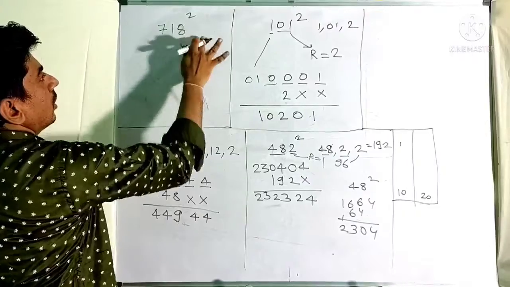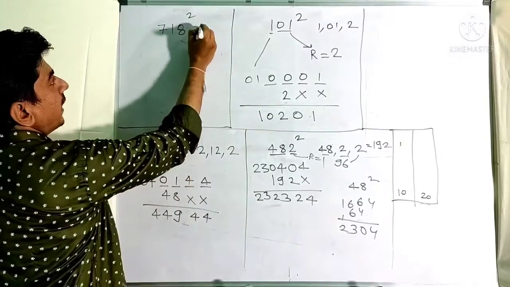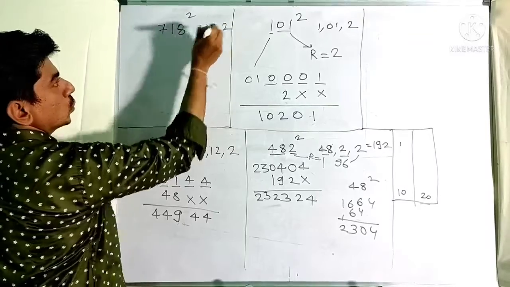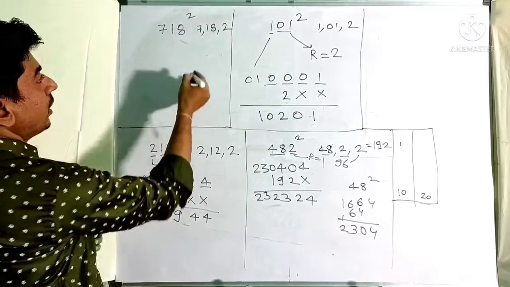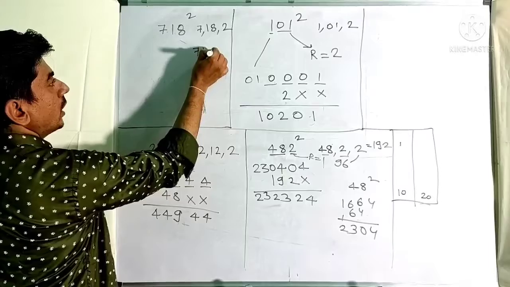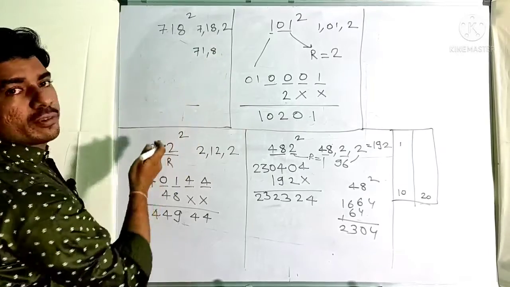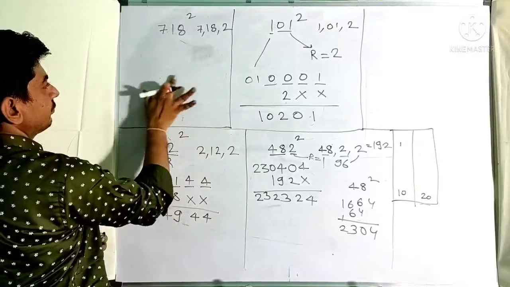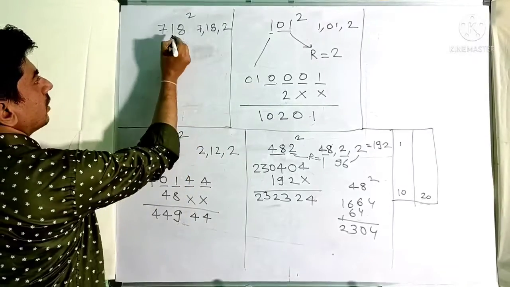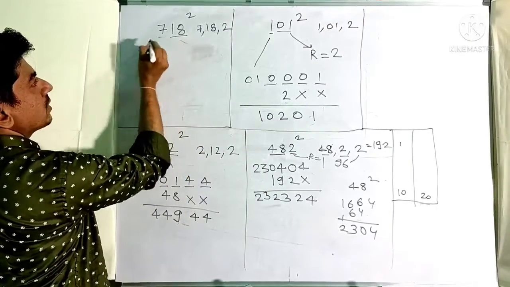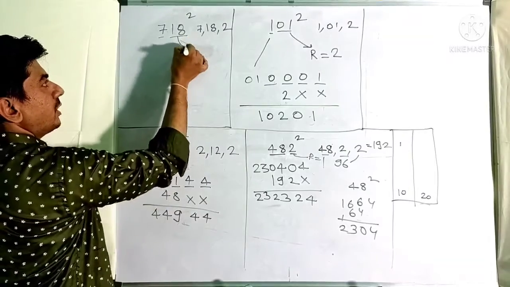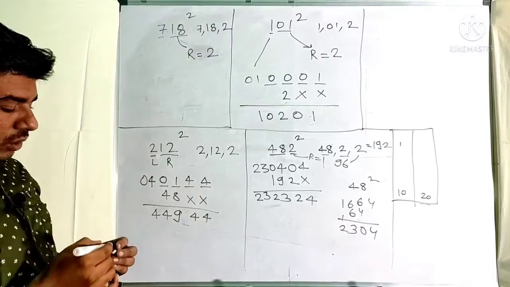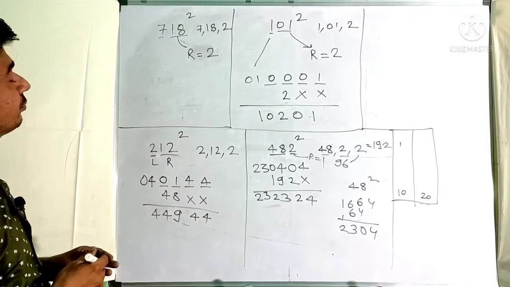Square. Now it is preferable to make the parts as 7 and 18, because if you take 71 into 8, you have to find the square of 71. So no need to do this. Again, it is a 2-digit number and this is a single digit number. The right part here has 2 digits. Left part, we need not bother about it.